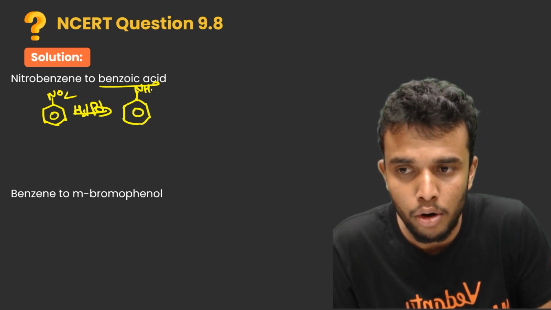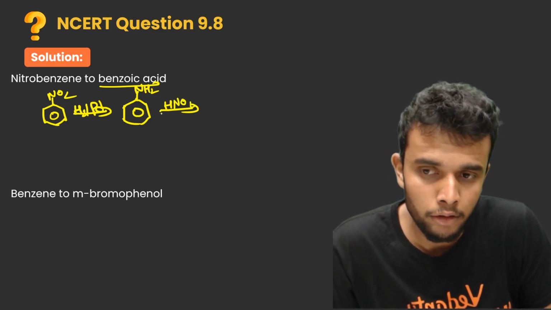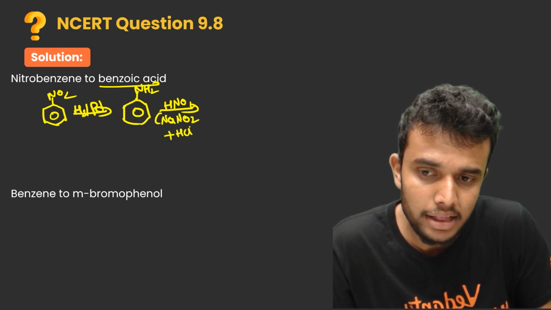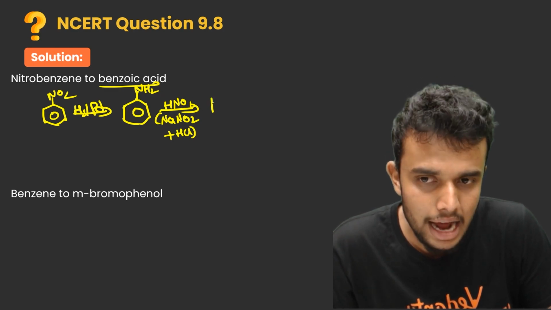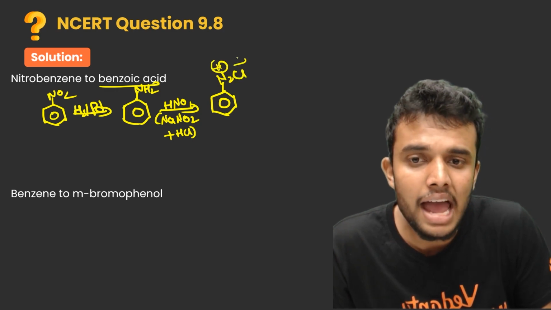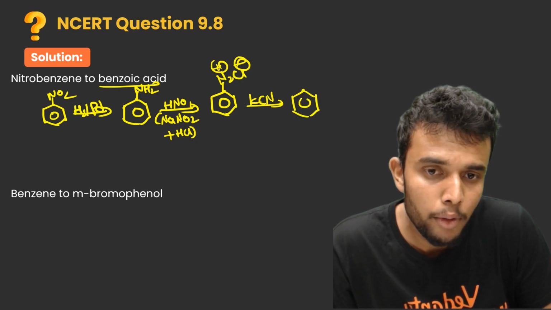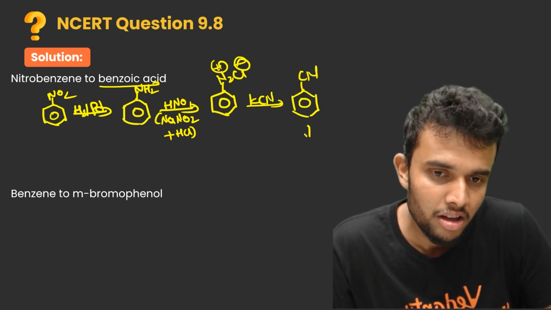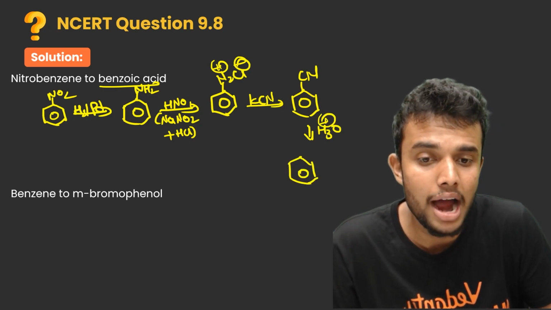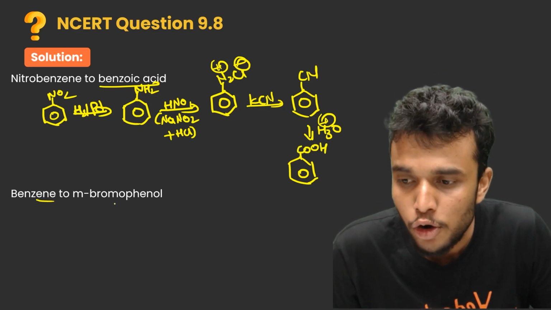It yields the aniline compound. Then it is reacted with HNO2, nitrous acid. We obtain nitrous acid from NaNO2, sodium nitrite, reacted with HCl, to give the diazonium chloride salt, N2 plus Cl minus. Then it is reacted with KCN to obtain the benzonitrile compound, right? Then it undergoes hydrolysis to yield the benzoic acid compound. I hope it's clear.